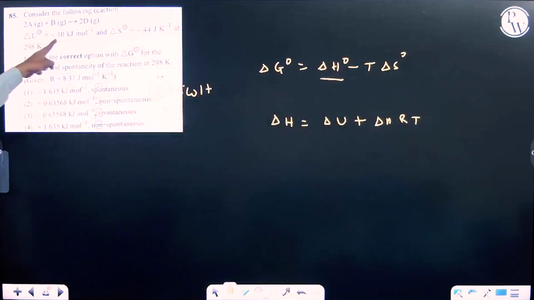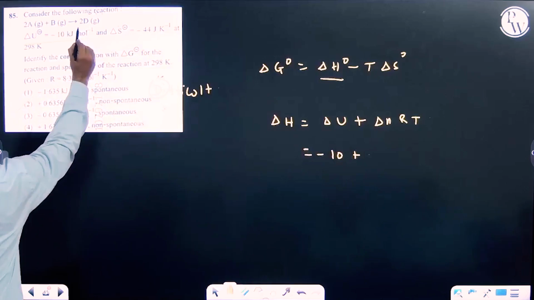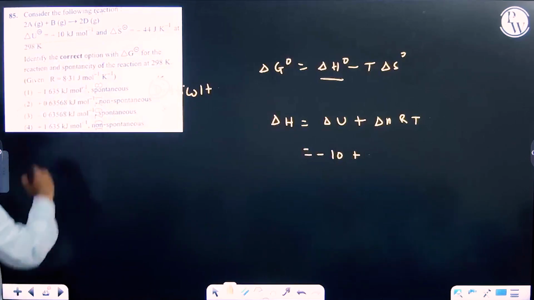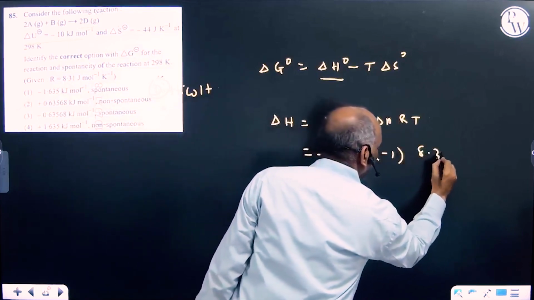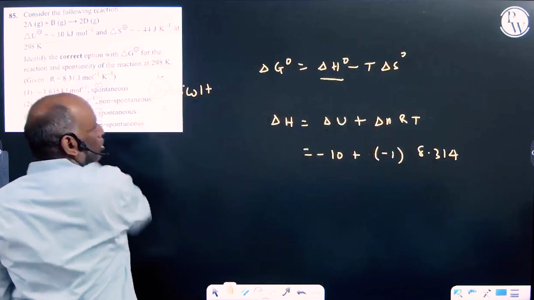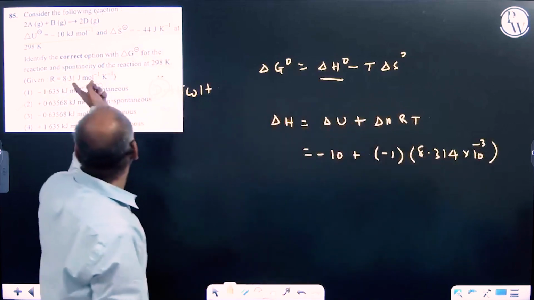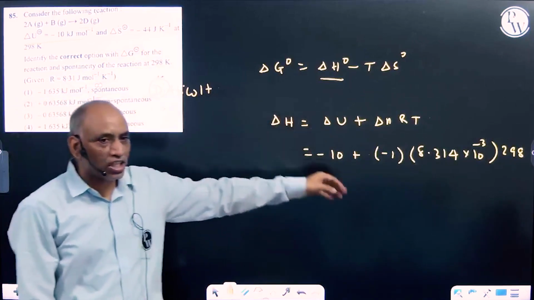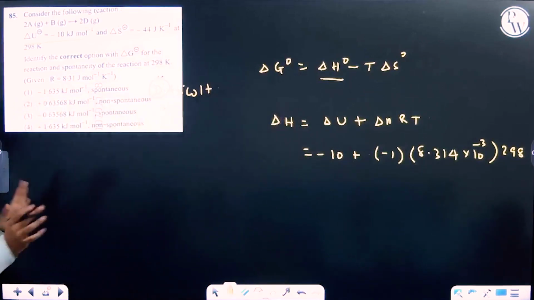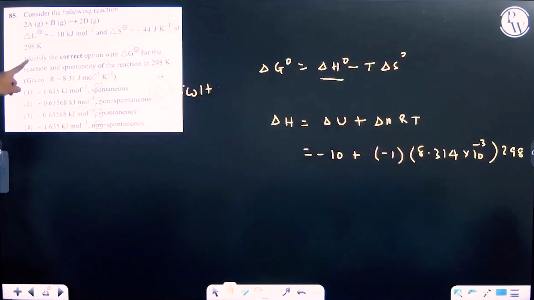So delta U is in kilojoules. So this becomes minus 10 plus delta n. Here how many are there? 2 moles. Here 3 moles are there. So the change is minus 1 and hence minus 1. R value is 8.314. Remember, this is in kilojoules, this is in joules. So convert that by 10 power minus 3. And the temperature is given as 298 Kelvin. As soon as you see the calculation, you will leave the question and run away. I am very sure. If at all you are lucky, you will put one answer. Otherwise, you will just leave it after seeing the calculations. So that's why I graded it as difficult.